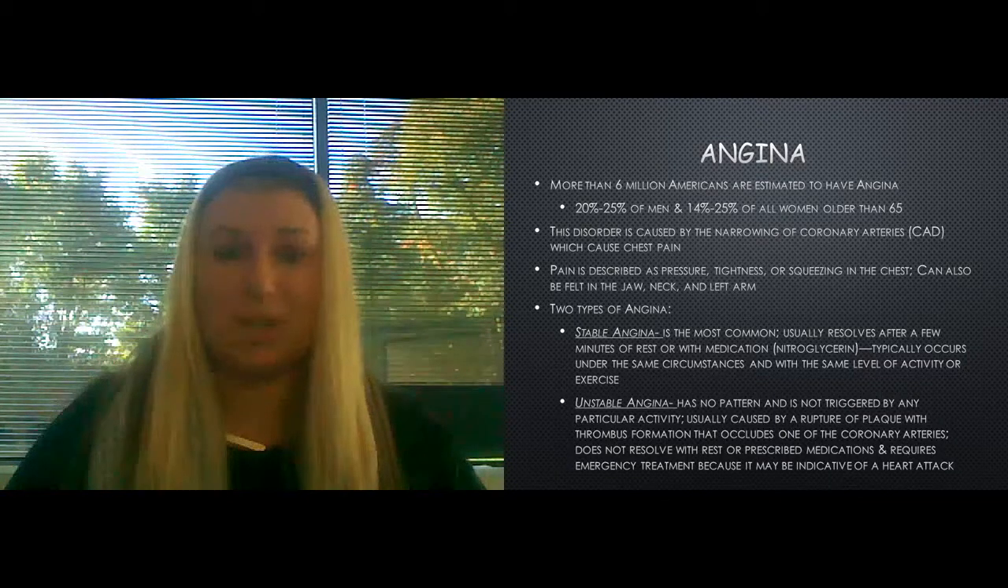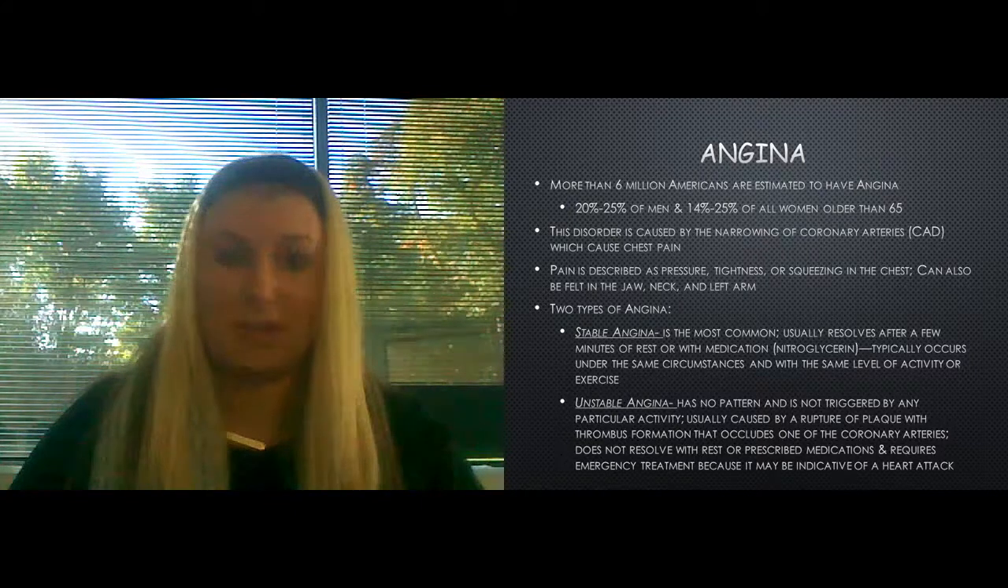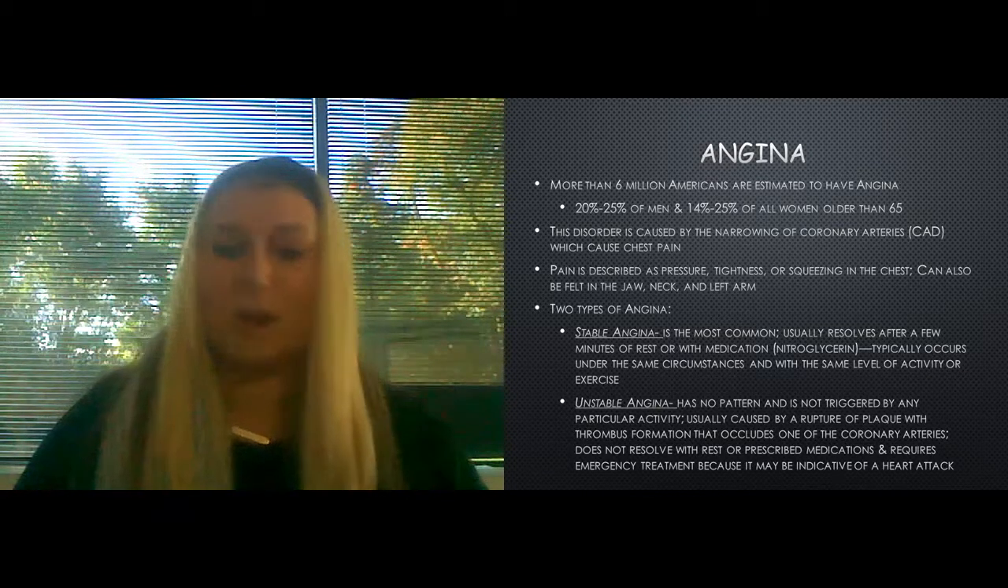Two types of angina exist. Stable angina, which is the most common, usually resolves after a few minutes of rest or with medication such as nitroglycerin. It typically occurs under the same circumstances and with the same level of activity or exercise. Unstable angina has no pattern and is not triggered by any particular activity. It's usually caused by a rupture of plaque with thrombus formation that occludes one of the coronary arteries. It does not resolve with rest or medications and requires emergency treatment because it may indicate a heart attack.